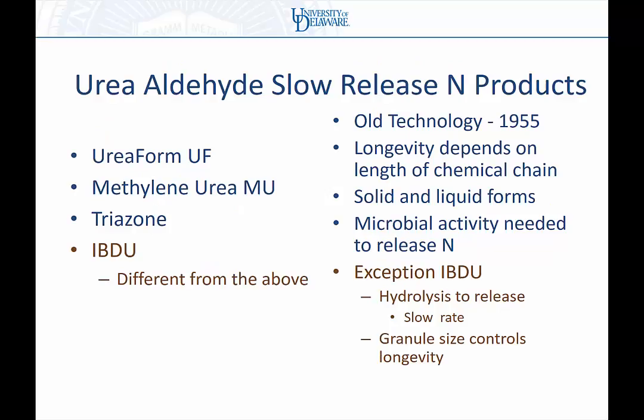All right, moving on to an older technology that's still being used, the urea aldehyde products, where urea is reacted with different types of aldehydes to give us different products, like the urea formaldehyde products, methylene urea products, triazone products, and then IBDU. According to the length of the chain that's produced in this reaction will determine how slow release they are. These are used extensively in the turf industry, which we'll talk about here in a little bit. But again, it's an old technology, depends on the length of the chain.